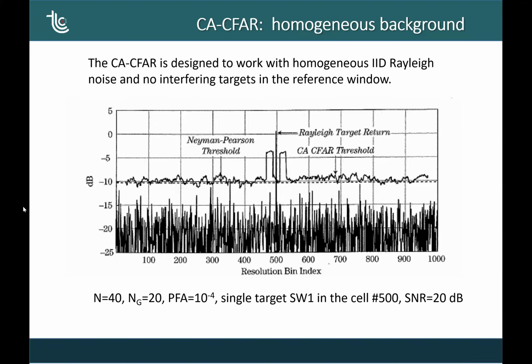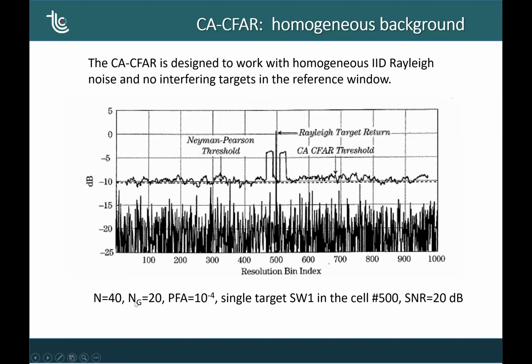Now you see that this threshold goes up and down. This is because it depends on the data and then on the estimation of the power. If the power increases instantaneously, then the threshold increases. Here we have N equal to 40, so the number of pulses or range cells that are used for estimating the power are 40, so 20 before the cell under test and 20 after the cell under test.